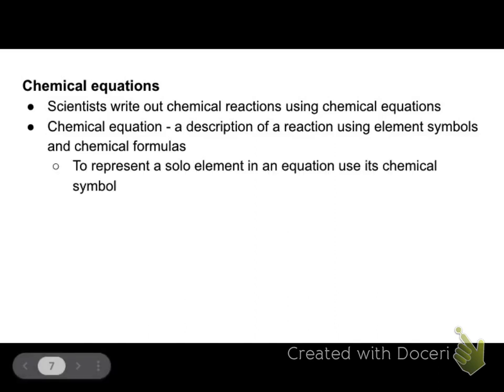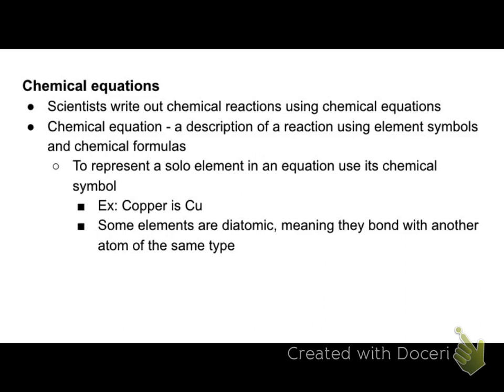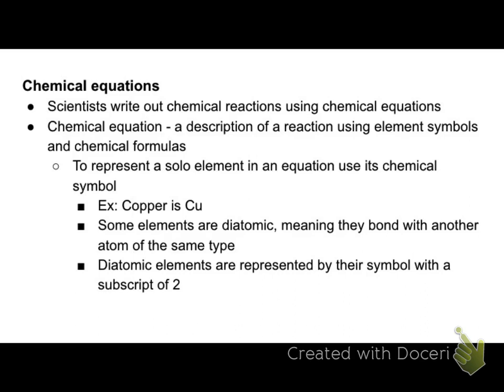To represent a solo element that's all by itself, we would use its symbol from the periodic table. So, for example, for copper, we would use the symbol Cu. However, there are some atoms that never exist all alone by themselves. We call those atoms diatomic. What they do is they wind up bonding to another atom of the same element, and they exist out there with that element. So we write them as their symbol with the subscript 2.